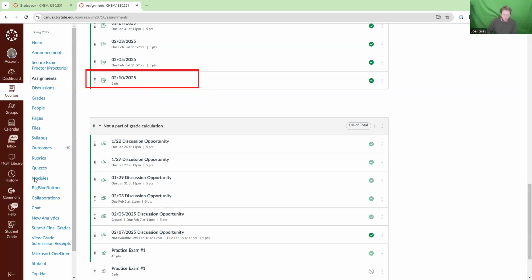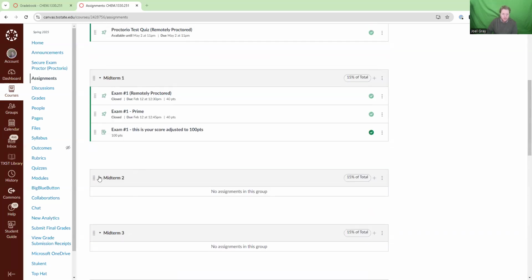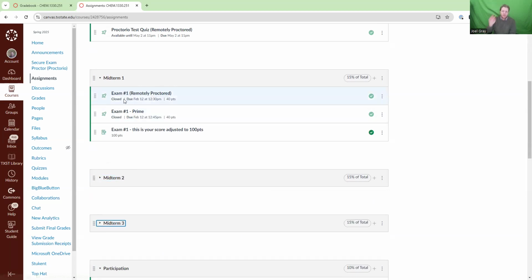Now, what I want to primarily focus on for today is the items in midterm number one. Right now, there's your exam number one, remotely proctored. That is worth 40 points, because there are 40 questions and they're 1 point apiece. In just a little bit, I'm going to export the gradebook, take the score that you got out of 40 and multiply it by 2.5, basically scaling your grade up to be out of 100 points, and then I'm going to input it for exam number one. This is your score adjusted to 100 points.